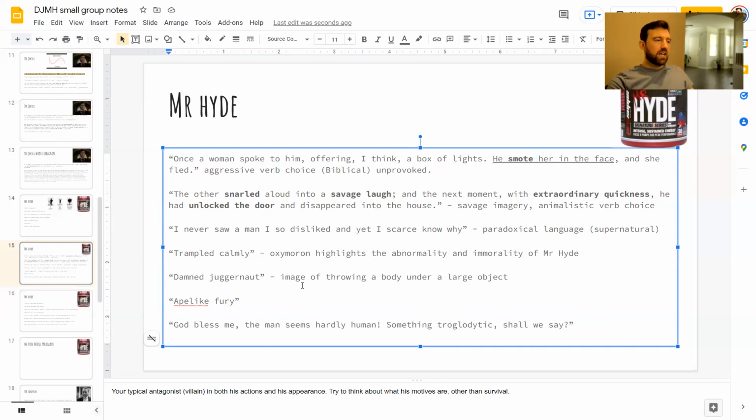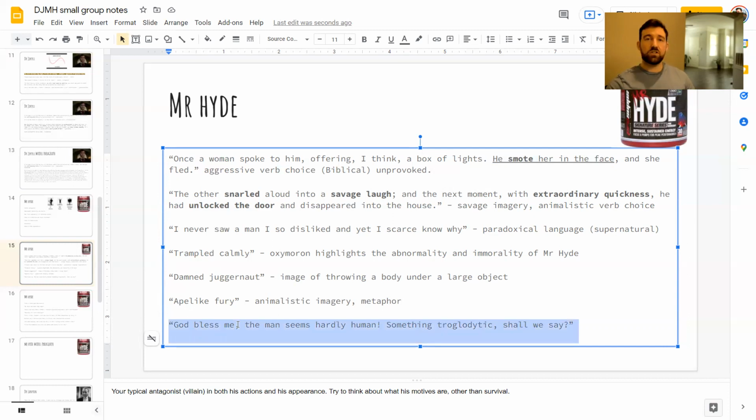And then there's all the animalistic imagery that is used with him. He's described as an ape-like fury. This is when he's killing Sir Danvers Carew. So the ape-like fury, again, animalistic imagery, and it's a metaphor as well. So again, you can imagine this kind of lack of humanity in Mr. Hyde, effectively, that he's more like an animal than a man, as he attacks this Sir Danvers Carew, this innocent victim who's just seemed to have been asking Mr. Hyde the way somewhere, and he just clubs him to the earth and kills him.